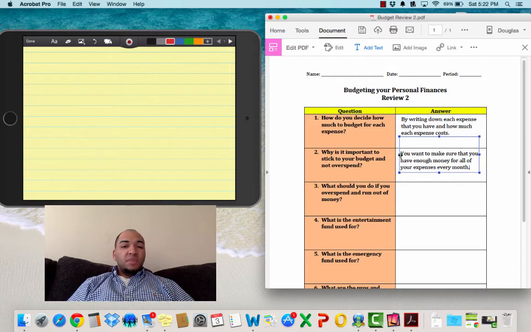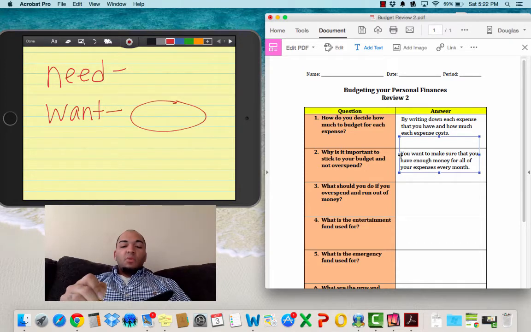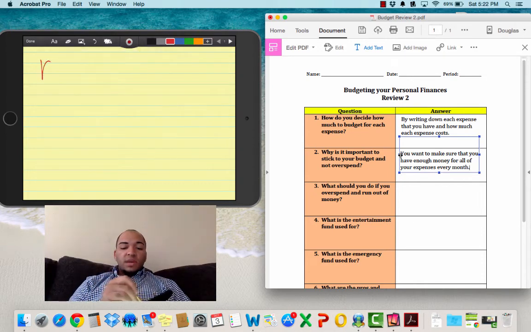Versus if you just kind of spend whatever you want, then you might not have enough for all the things that you need. A lot of people, guys, remember that there are differences between what we need and what we want. Okay? A lot of people spend more money on what they want versus what they need. Okay? What you want and what you need are different. Okay? So let me give you some examples.